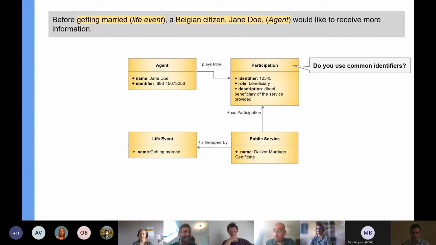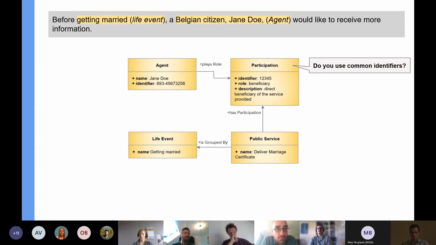Yeah, I think I understand what Bernard was mentioning, and I think it's important: the granularity of the roles that people can play in a public service. I do think it's important to make a distinction between them. I think it also becomes clear in the example that Bernard mentioned.